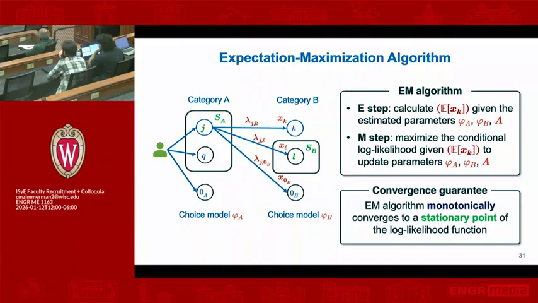Then this leads naturally to the expectation maximization algorithm. In the E step, we evaluate or calculate the conditional expectation of the latent variables. And then in the maximization step, we maximize the log likelihood function. Because it is now jointly concave, we can solve it using a standard solver.